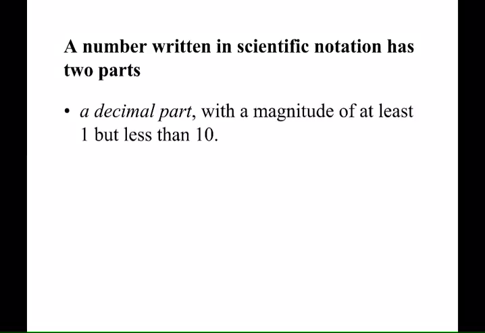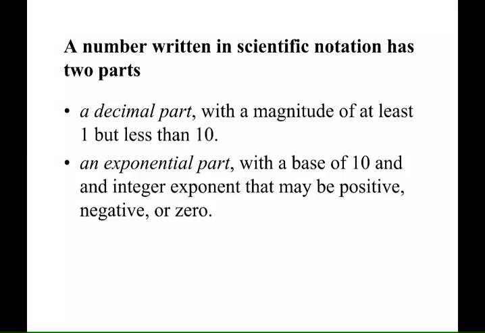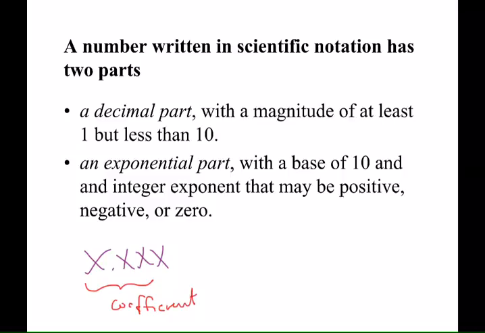So writing a number in scientific notation always has two parts. It has what we call the coefficient part. That's to the left. For now, I'm just going to write x.xxx, where my x's are real numbers. So this number over to the left is called the coefficient, and it's a magnitude that is at least 1 but less than 10. That's our coefficient.